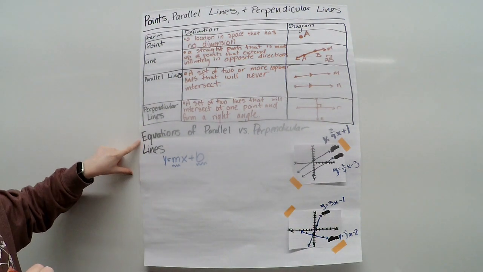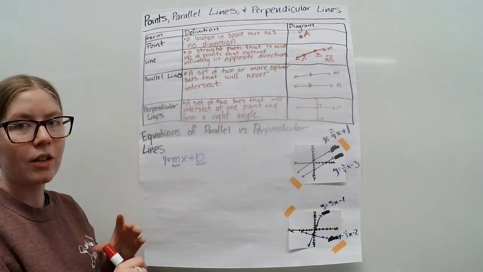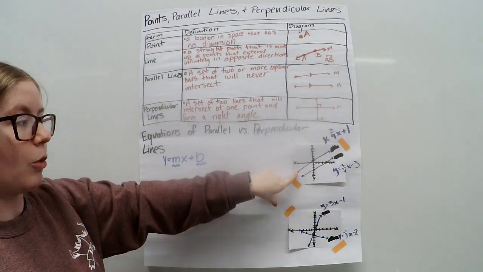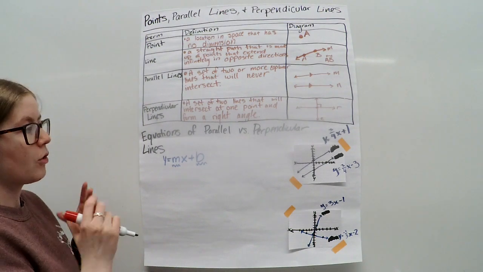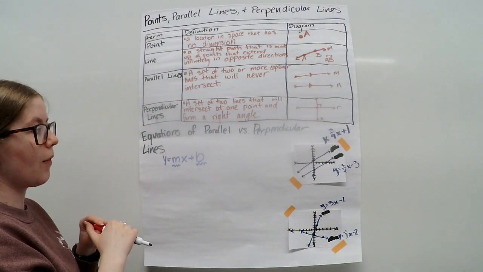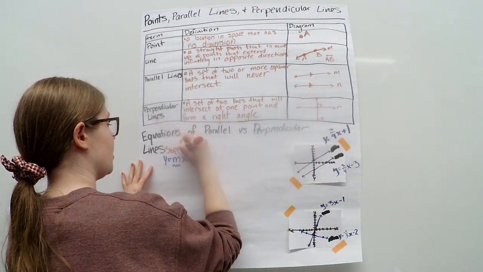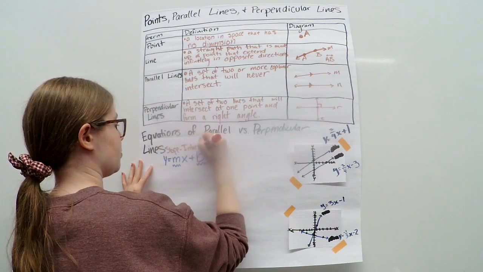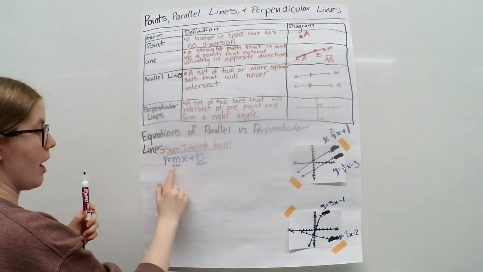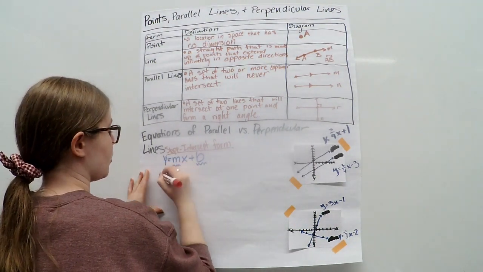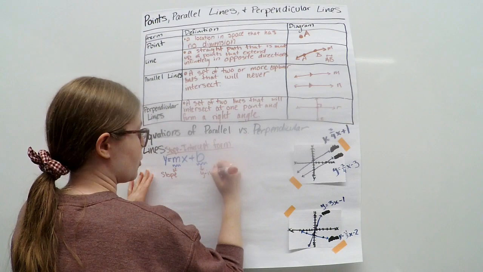So now from here, we're going to talk about the equations of parallel and perpendicular lines. Later on, there is going to be a review section where you will focus on reviewing how to graph lines and how to graph points on a coordinate plane. When we're looking at the equations of our parallel and perpendicular lines, we're going to look at our slope intercept form, which is y is equal to mx plus b, where m is going to represent our slope, and b is going to represent our y-intercept.